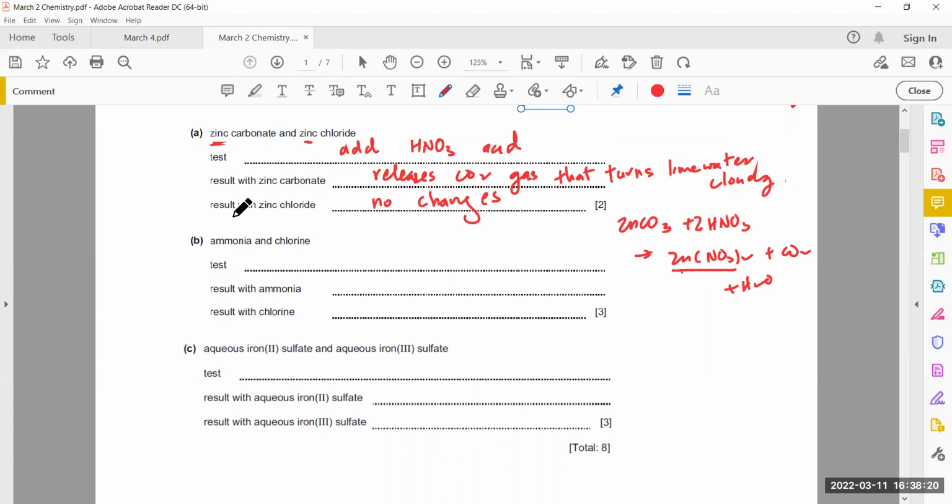Okay, ammonia and chlorine. Ammonia and chlorine are both gases. What you do is you let them pass by litmus paper. Ammonia is alkali or acid? Alkaline. So for alkali, we use a damp red litmus paper. So the red litmus paper turns blue. What happens to the litmus paper with chlorine? Does it also turn blue?